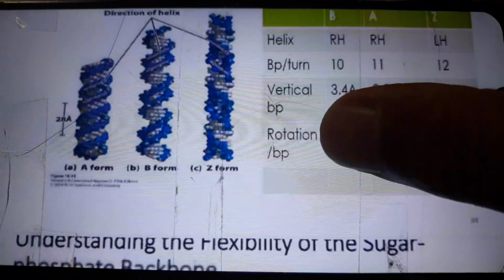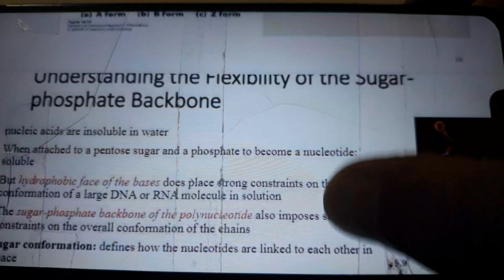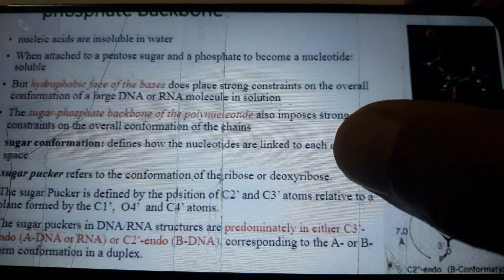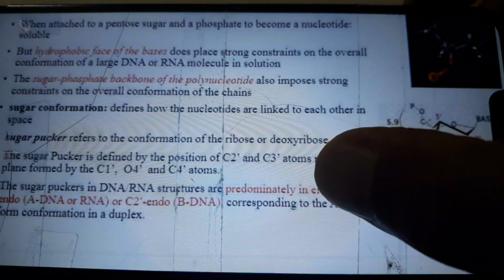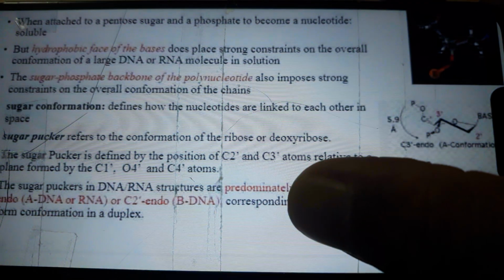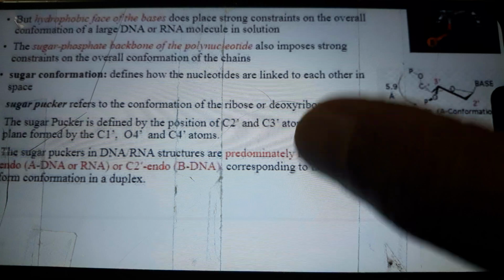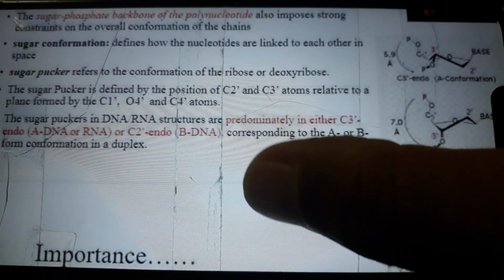Other types of DNA helix, right-handed, left-handed. Understanding the flexibility of the sugar phosphate backbone. Nucleic acids are insoluble in water. When attached to pentose sugar and phosphate, they become soluble. The hydrophobic stacking of the bases places a strong constraint on the overall conformation of large DNA or RNA molecules in solution, as does the phosphate backbone of the polynucleotide.